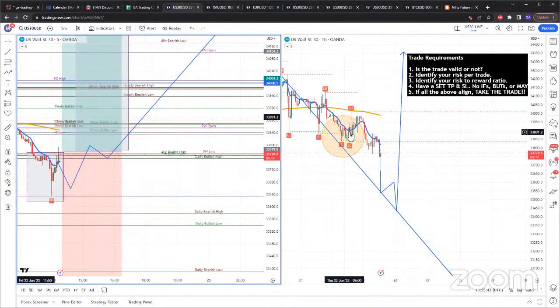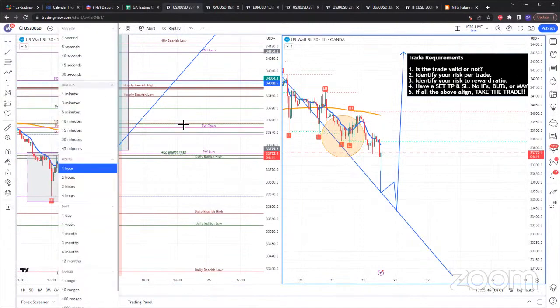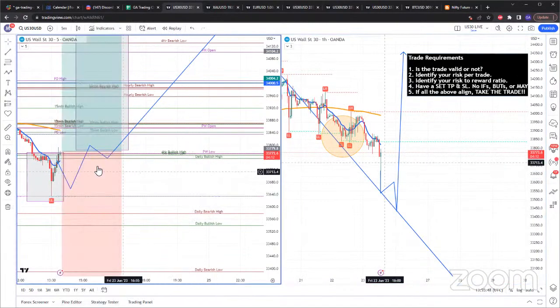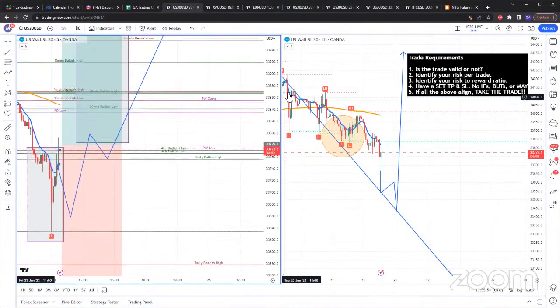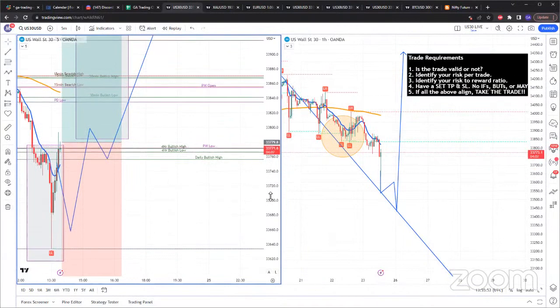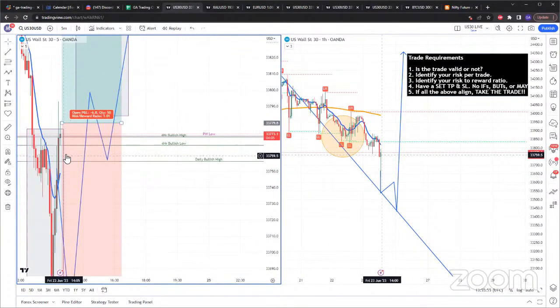right now. If I change this to 30-minute, so the entry, this just closed above. Give me 1 second. No, it did not close above. It closed above the 4-hour bullish low.